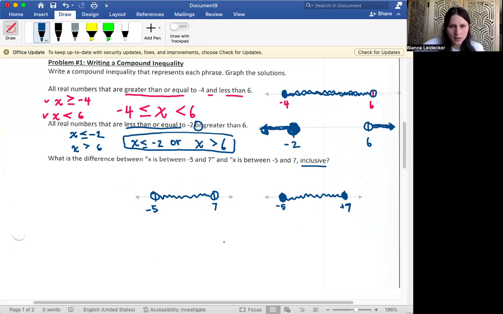So in this case, with the open bubbles, the value of x is anything shaded in between. It does not include -5 and 7. Whereas in the other case, this means it can be anything in between -5 and 7, but it also includes -5 and 7. Those are potential solutions for x.